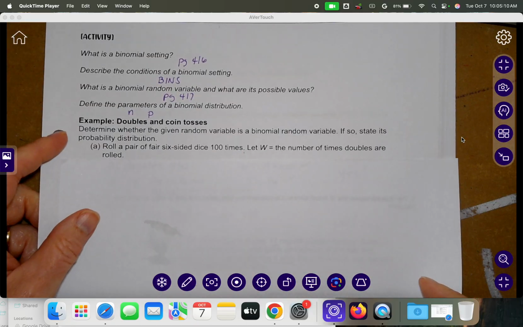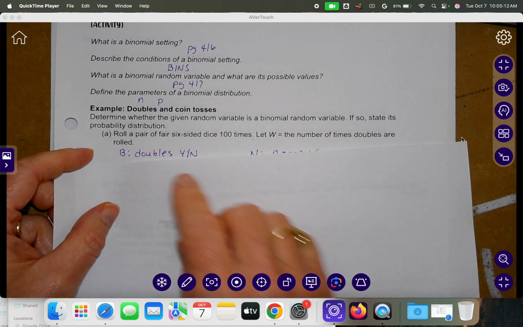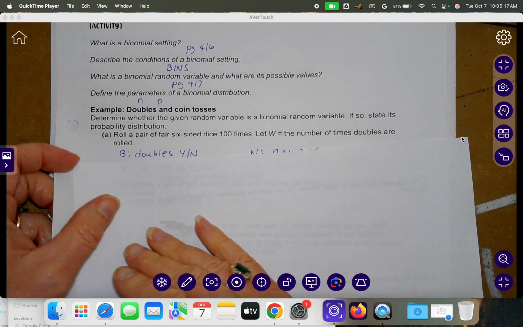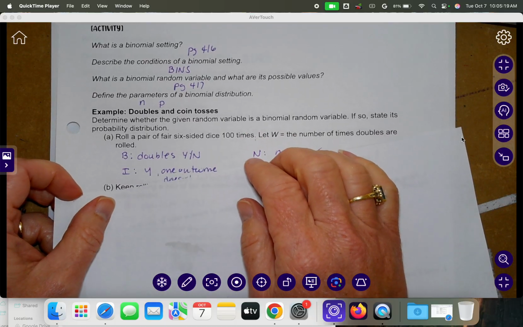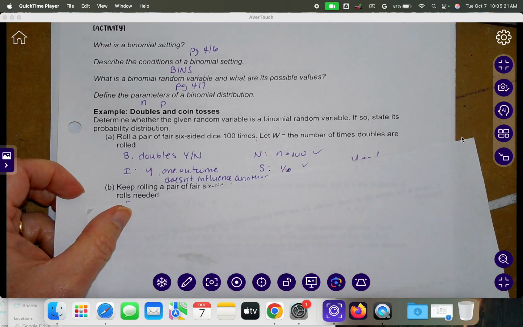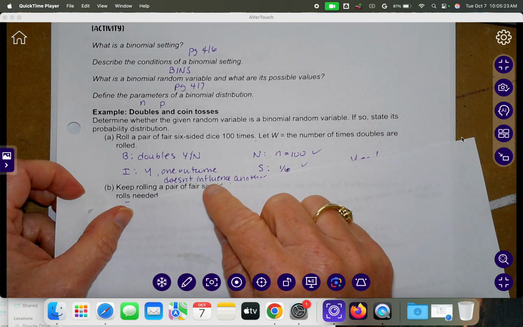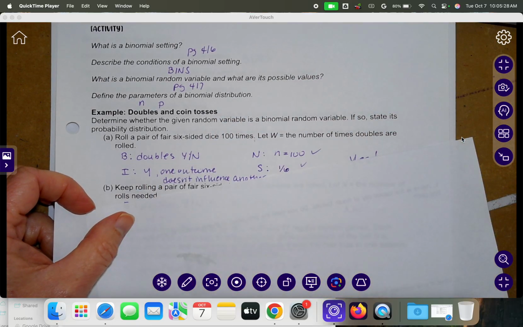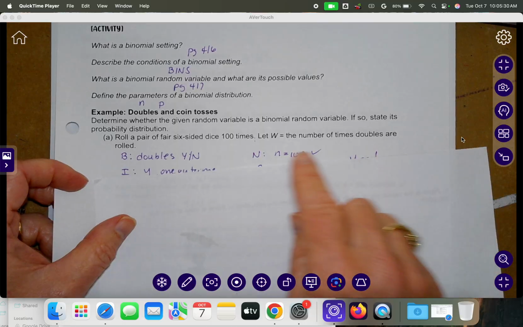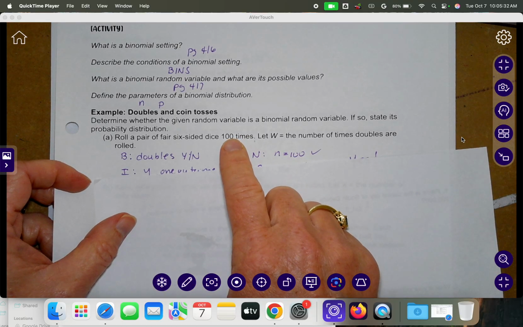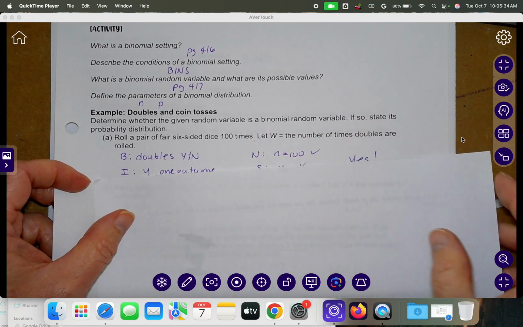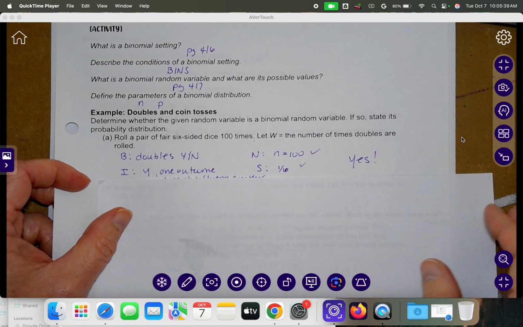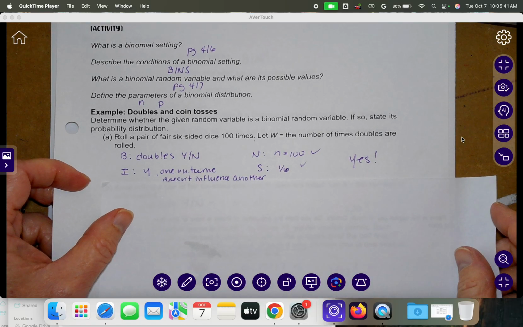it would be a B. It would be binomial or binary because it's doubles. It's either yes a double or it's not a double. It would be independent. Whatever I roll in the first roll doesn't impact what happens the second time I roll. We have a fixed number of trials. We have 100 rolls here. And the probability of success will always remain the same. So the probability that I'll get doubles is always the same.